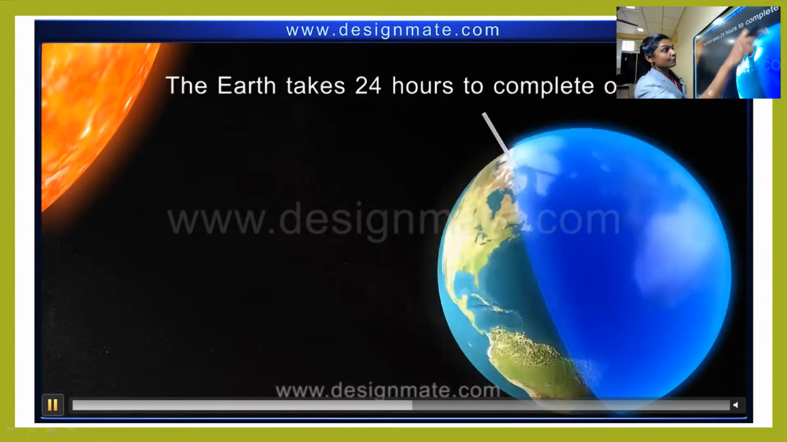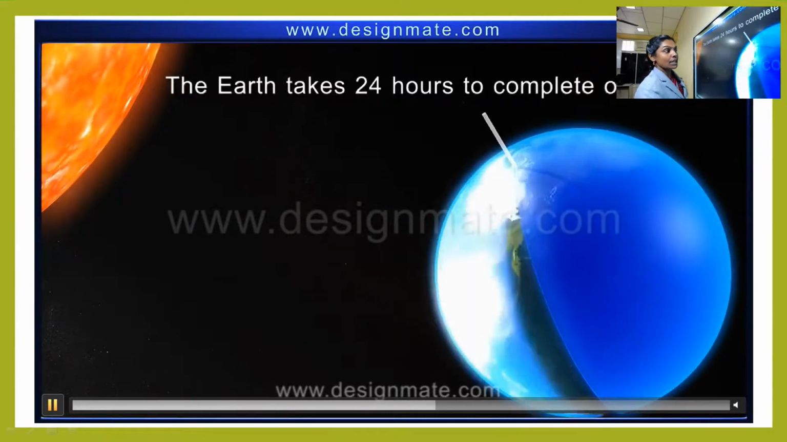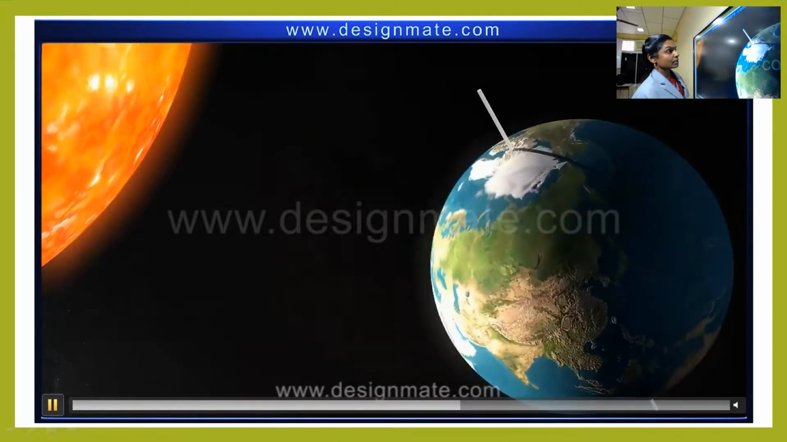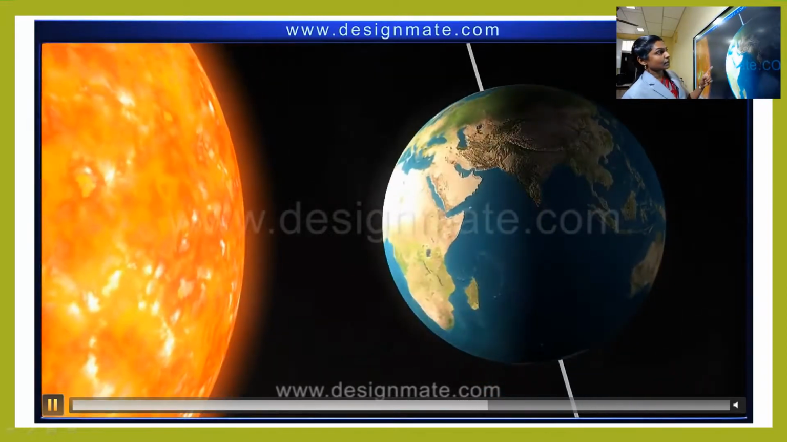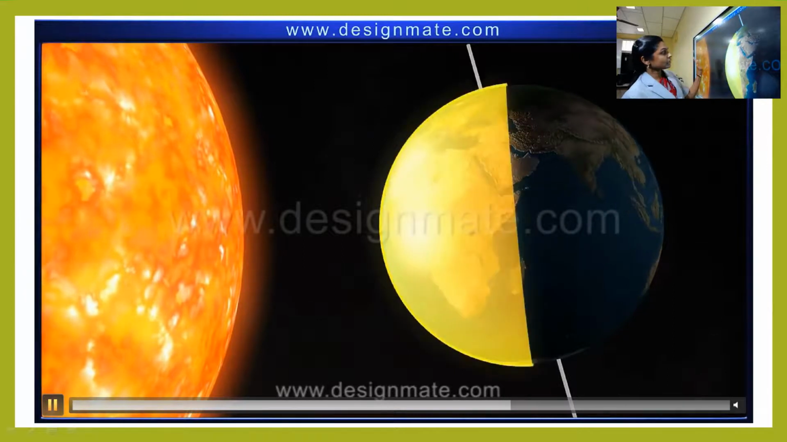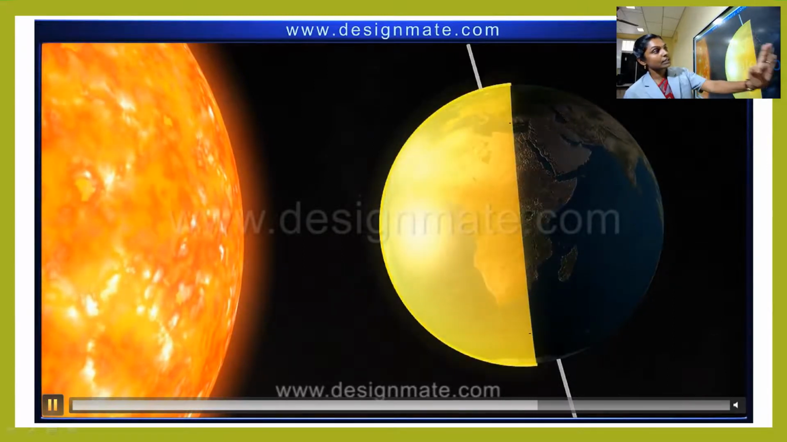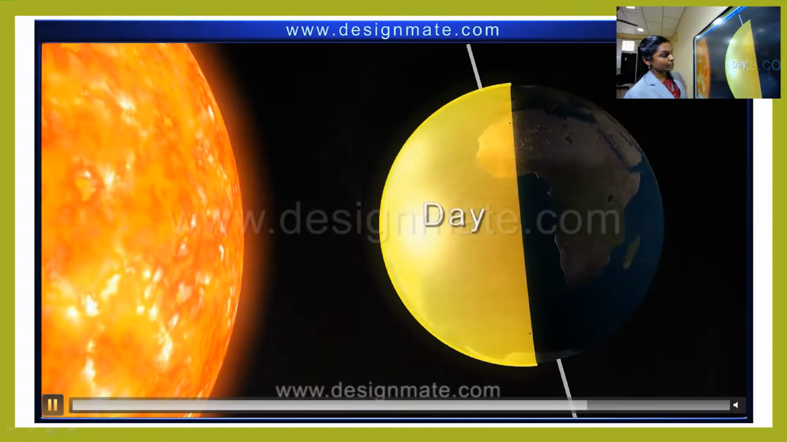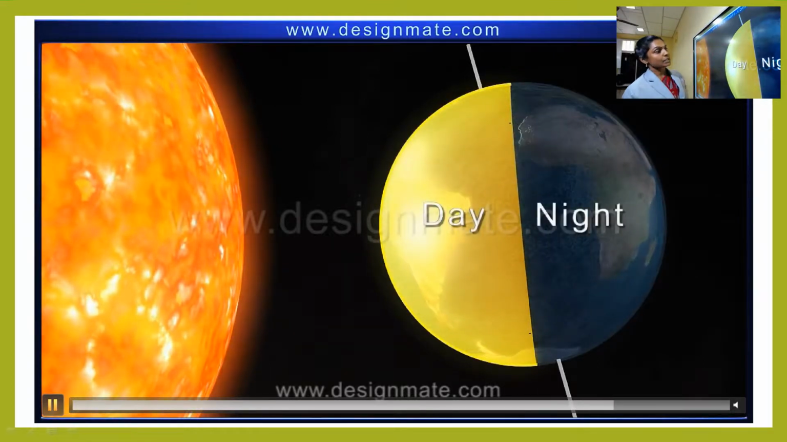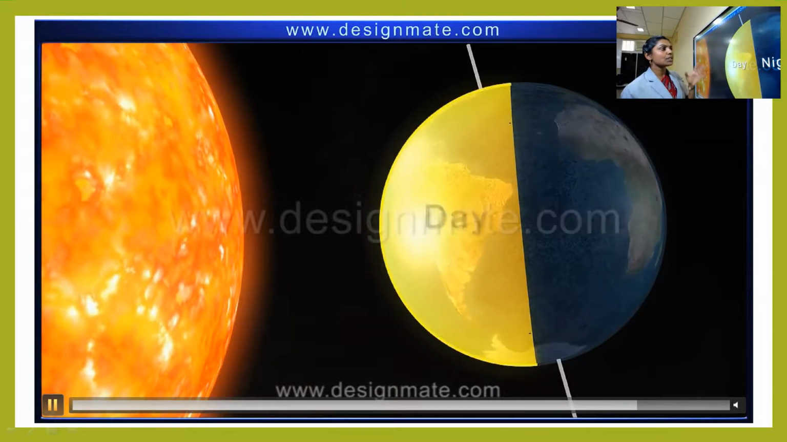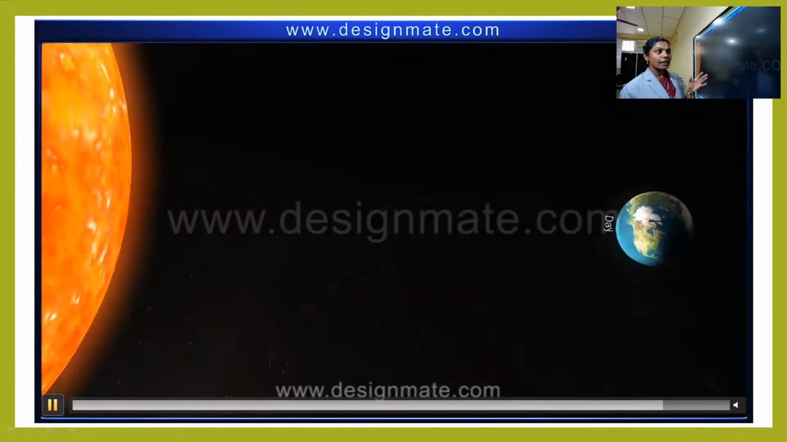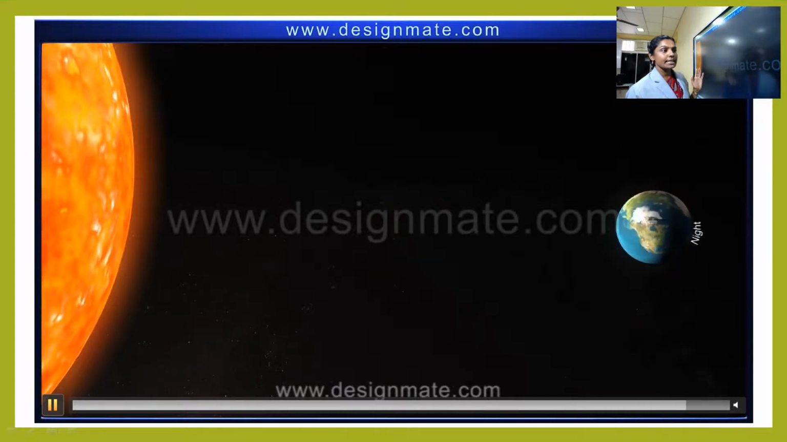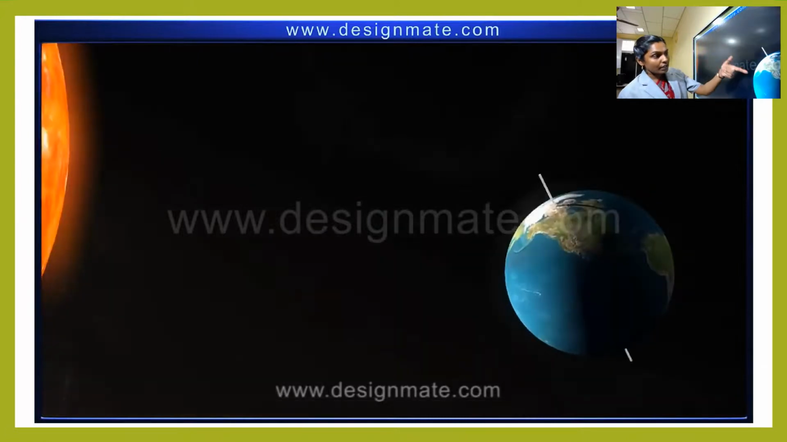And it takes 24 hours to complete one rotation. It takes 24 hours for the earth. And the lighted part is day, the darkened portion is night. Here you can see the video. Look, the same thing. It is due to the rotation of the earth that we have day and night. Clear?